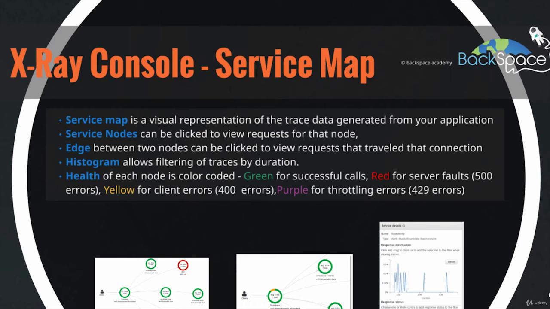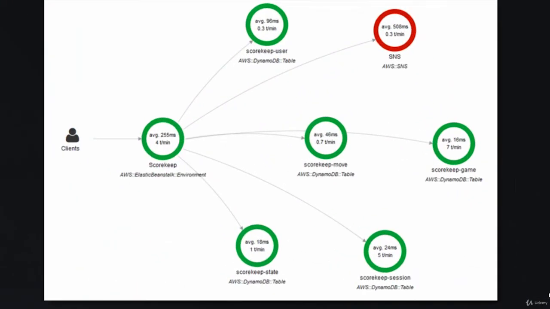The health of each node will be color coded: green for successful calls, red if you've got any server faults, and yellow for client errors. For example, if your client made a request for a page in a web application that didn't exist, then you'll get a 404 error, and that will come up as yellow in the node. And finally, purple for throttling errors in your application. So here we can see we've got a service map with most of it in green, but we have something in red, which indicates that we have a server fault going on there. There's a problem with our application server. We can see there we've got those service nodes, and we've got the edges that connect between those related service nodes.